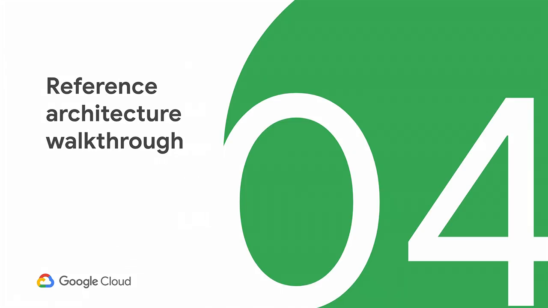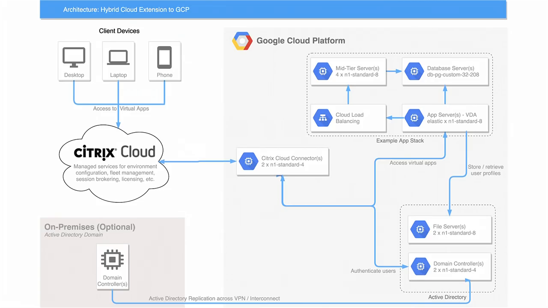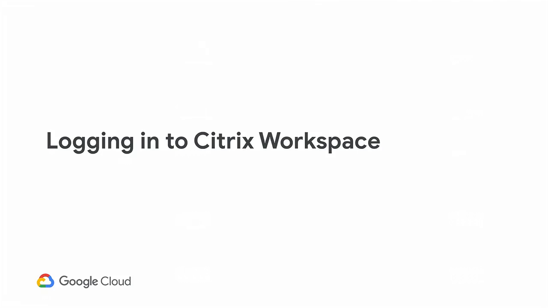Thanks, Rich. What we're going to do is take these pieces of the architecture that Rich just told us about, the cloud connectors, the VDA, et cetera, and explore a simple reference architecture, similar to what's actually being built by the scripts. We're going to look at a couple of workflows to explore what each architectural component is doing in those workflows. The first one is what happens when a user logs in to the Citrix Workspace.